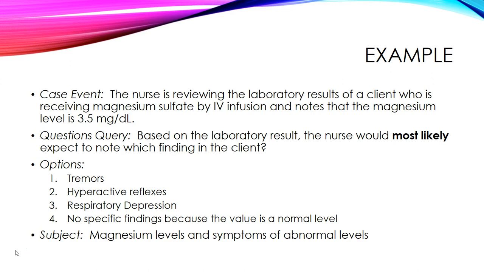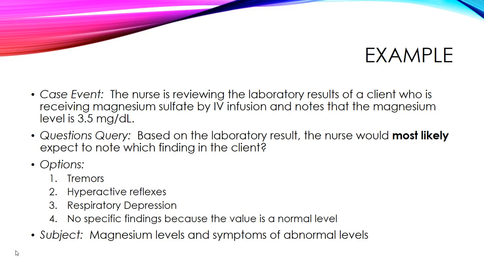So let's start with one example and look at the parts of the question. So we talked about there are different parts. So in this example, the case event is the nurse is reviewing laboratory results of a client receiving magnesium sulfate by IV infusion and notes that the magnesium level is 3.5 milligrams per deciliter. So the query or the question is based on the laboratory result, the nurse would most likely expect to note which finding in the client.